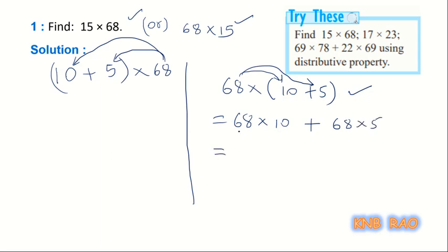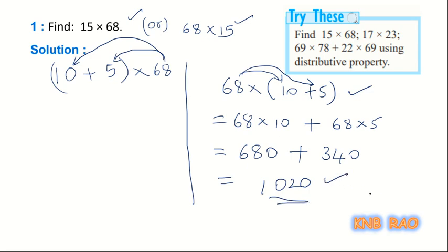Since it is multiplying by 10, just putting 0 beside 68 gives 680, and 68 fives is 340. Now the sum of them: 80 plus 40 is 120, so 20 and 1 carries. So 600 plus 300 is 900, plus 100 is 1000. So 1020 is the right answer. This is how we can solve.